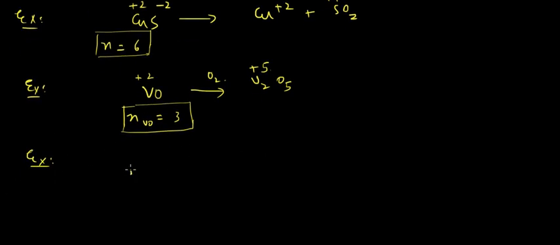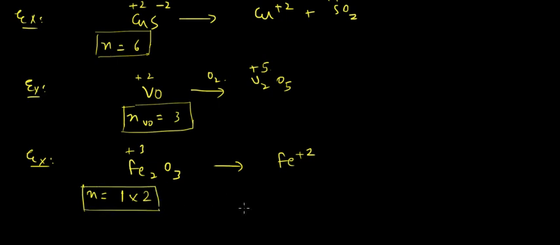Let's see another example. We have Fe2O3 converting into Fe+2. So again, +3 is the oxidation state of Fe here, getting converted into +2. The n factor would be the number of electrons gained by 1 mole of Fe, which would be 1, and how many moles of Fe are present in Fe2O3? 2. Hence the n factor of Fe2O3 would be 2.